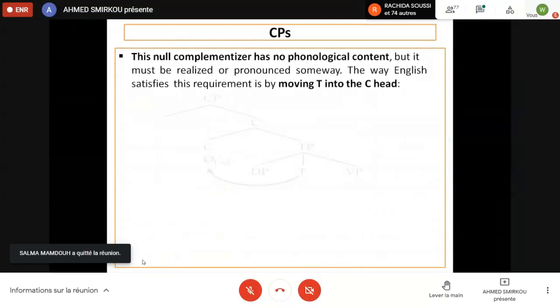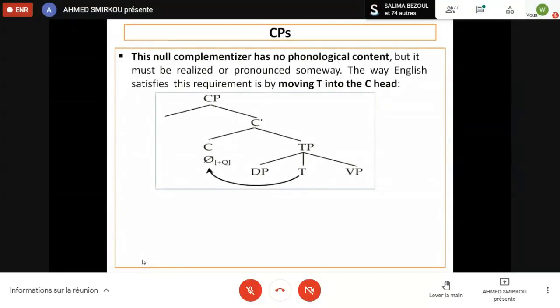Okay, so look at this tree. But first, this null complementizer has no phonological content, which means you cannot pronounce it because it's not realized. This is the meaning of no phonological content. It is not written, so it is not pronounced. But it must be realized or pronounced some way. The way English satisfies this requirement is by moving T into C head. So here we have a complementizer, which is null. This plus Q means this is a question.